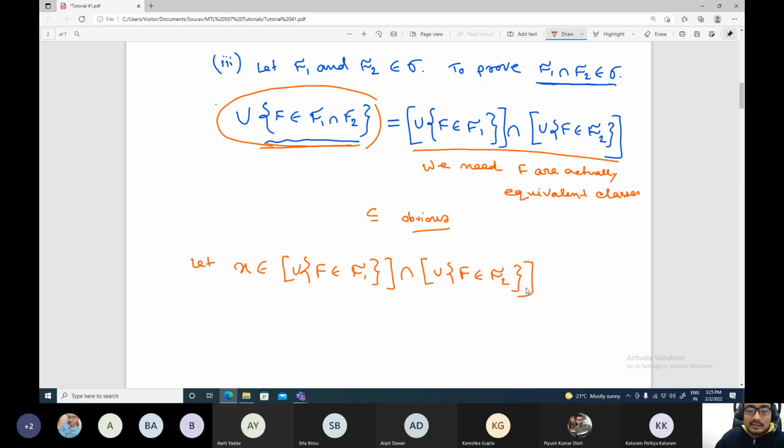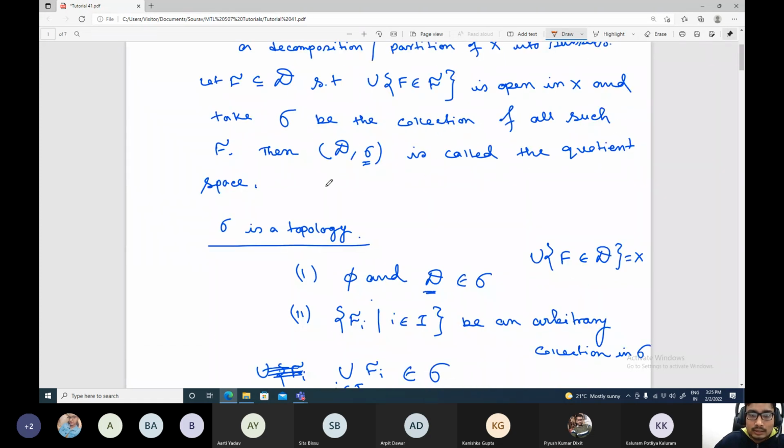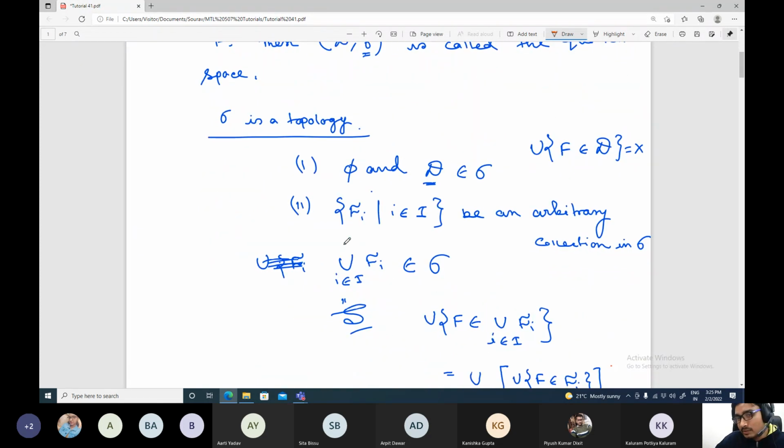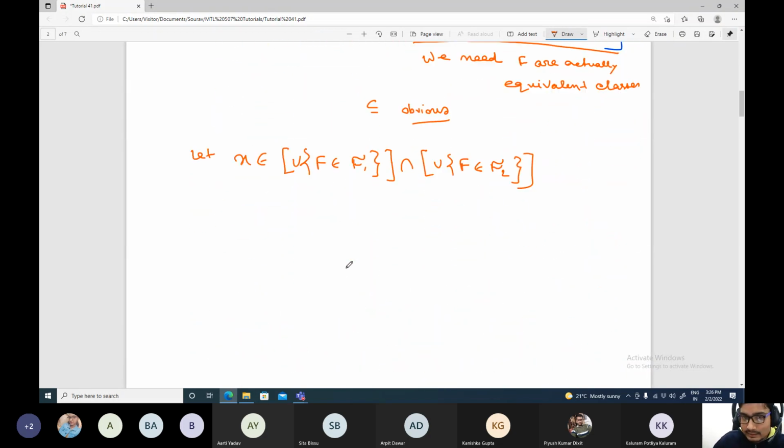Please understand this question very carefully, because whenever you use quotient spaces and quotient topologies, you always have to handle these equivalence classes. Proving that this collection is a topology is just to give you some idea. Otherwise this is very easy, there is nothing to prove. But I thought I should prove it to show where we use these equivalence classes and why they are important here.